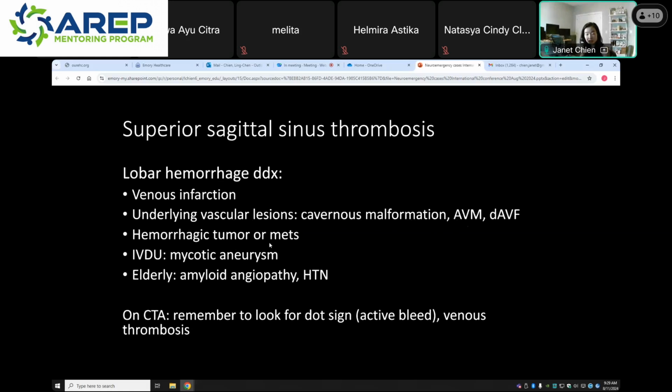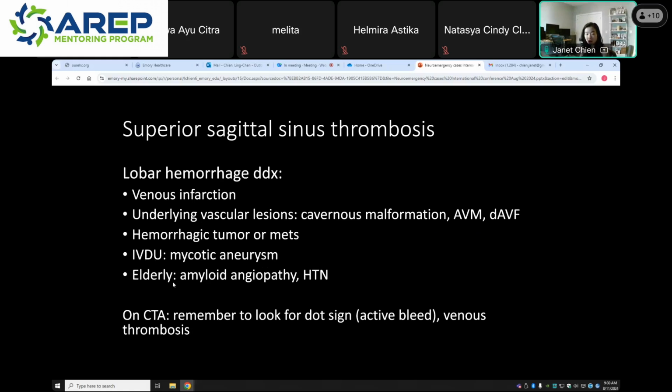Hemorrhagic tumor or metastases, especially in patients with known history of malignancy. In patients with IV drug use history, you want to look for mycotic aneurysm. Look for that central dot sign in your hemorrhage, which could be mycotic aneurysm if it doesn't bloom on later phase imaging, or if it blooms, it could be an active bleed.